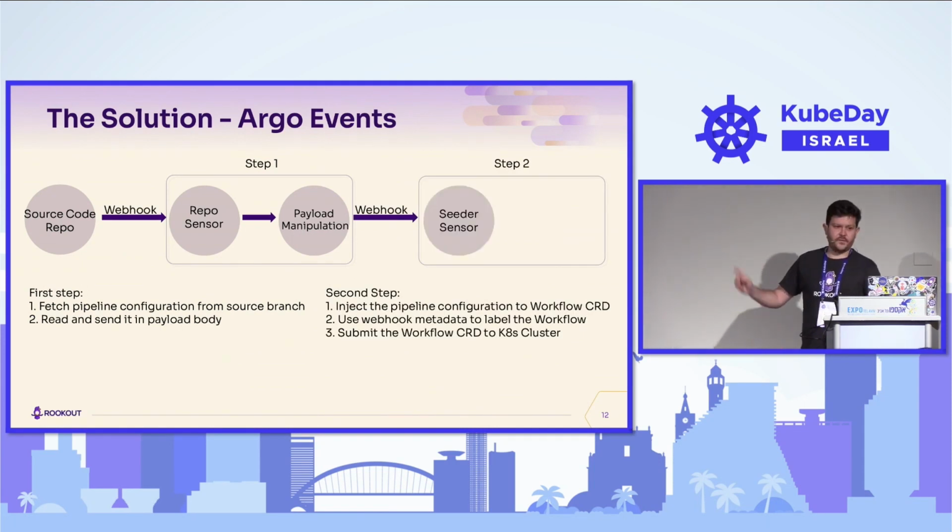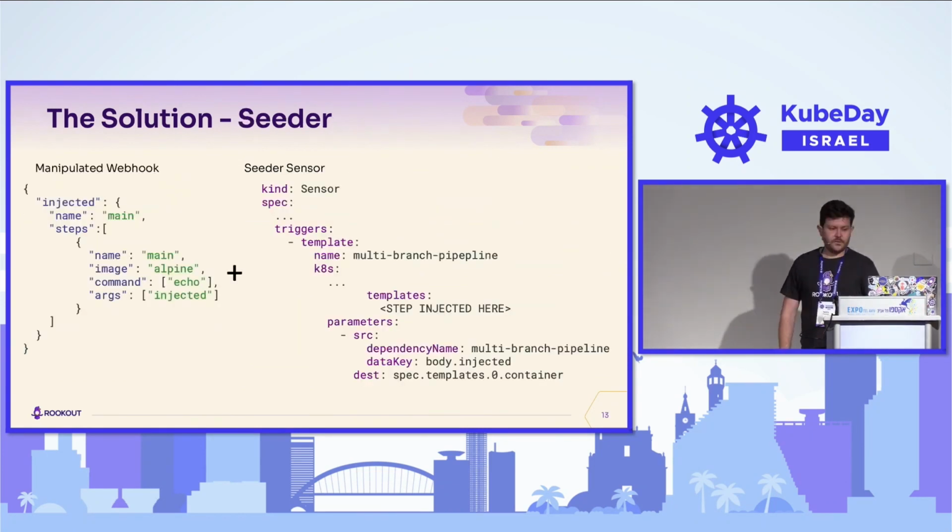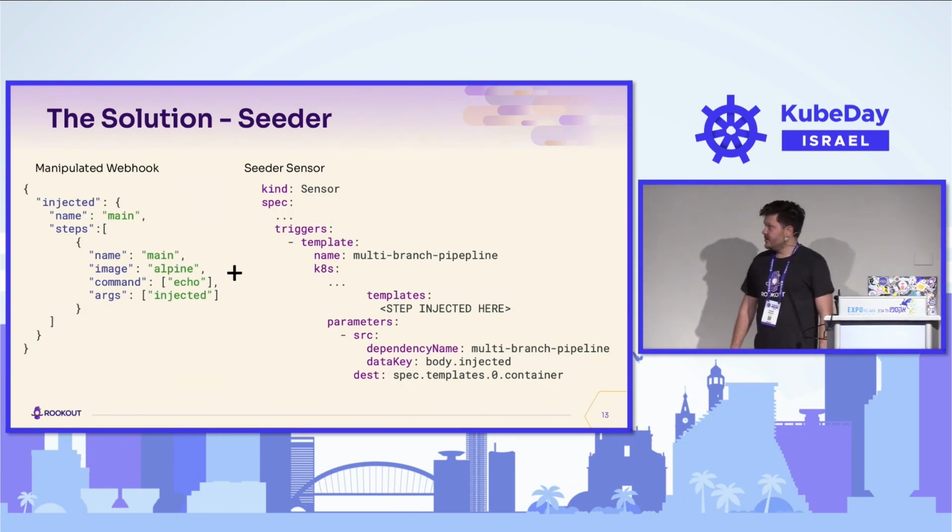So we need another sensor to listen for that. We call it seeder sensor. It will seed our workflows. And then it will finally submit the CRD that will represent the multi-branch pipeline in our workflow environment. So I started with the last part of it, with the seeder.